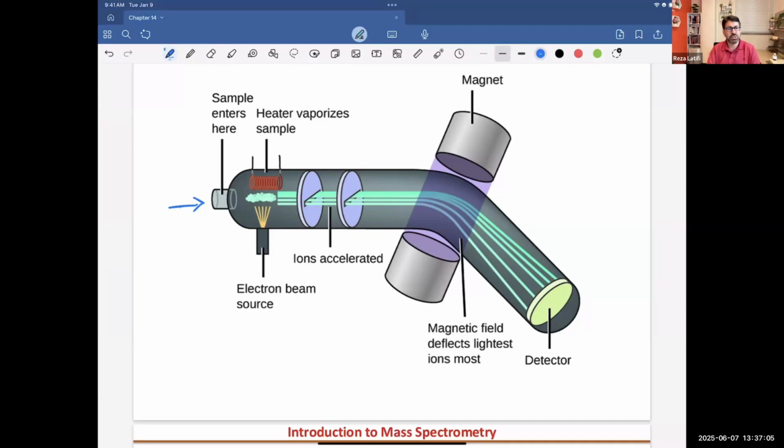Now you got a radical cation, and that radical cation might go through fragmentation. It will give you a cation. So I got a species with a positive charge. So let's say we got a species with a positive charge.